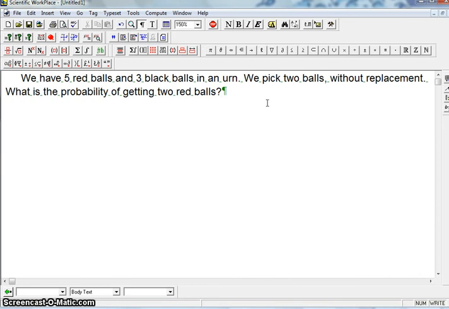We have 5 red balls and 3 black balls in an urn or a jar or something, and we pick 2 balls out without replacement. And that's already a hint that non-independence is probably going to come up. What's the probability of getting 2 red balls? So the first way, the more down-to-earth way from what we started out with, is just to say, what's the sample space? The sample space is all ordered pairs of distinct balls.